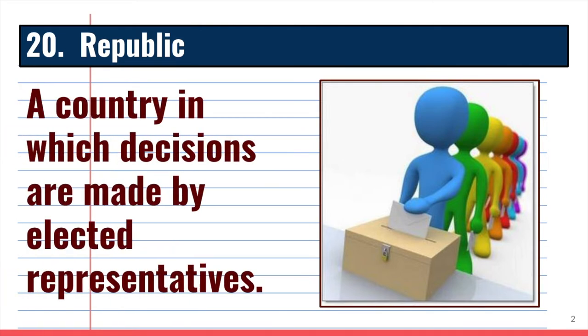A republic is a country in which decisions are made by elected representatives. So a republic does not have a monarch. It does not have a king or queen. For example, Great Britain, even today, is a constitutional monarchy. It is not a republic because technically the Queen of England is still the head of state in England. We elect our head of state, which makes us a republic.